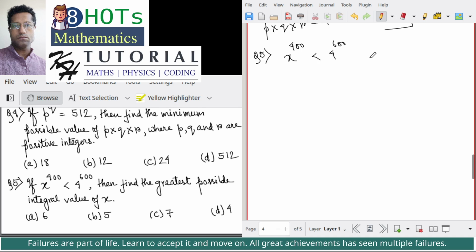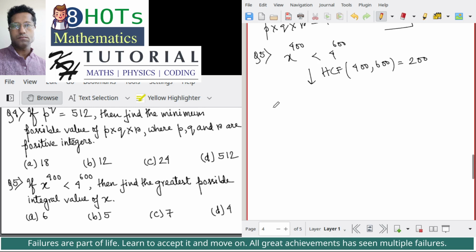The next way is I will try to see whether the powers have an HCF not equal to 1. In that case, I will try to express both the numbers with a common power, and that common power will be the HCF of the powers of the given numbers. So I know that HCF of 400 and 600 is 200. Okay, so I will try to express both x to the power 400 and 4 to the power 600 in an exponential form where both will have the power of 200.